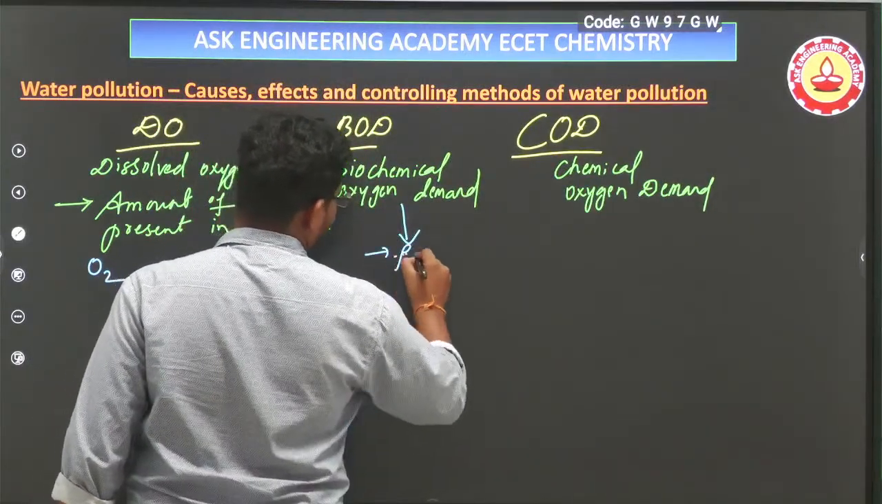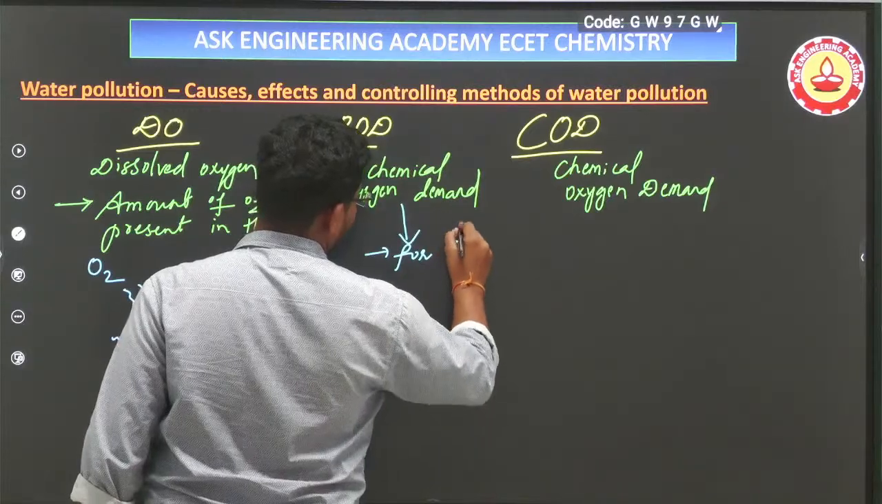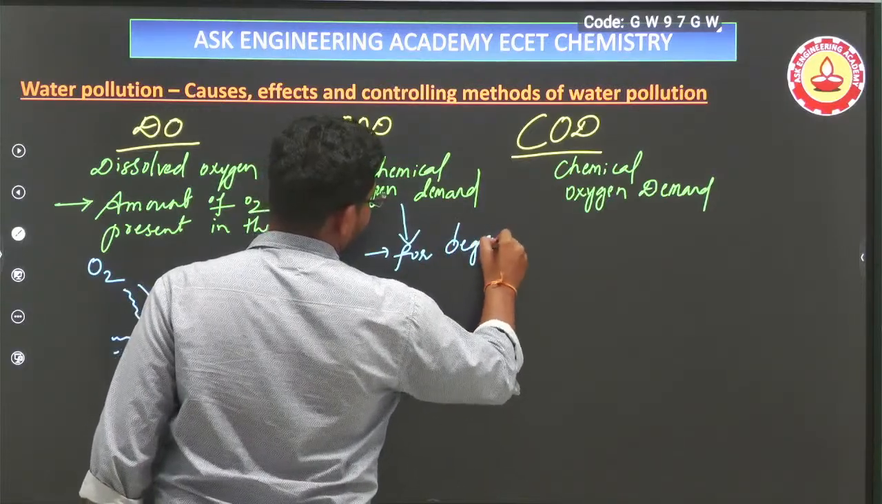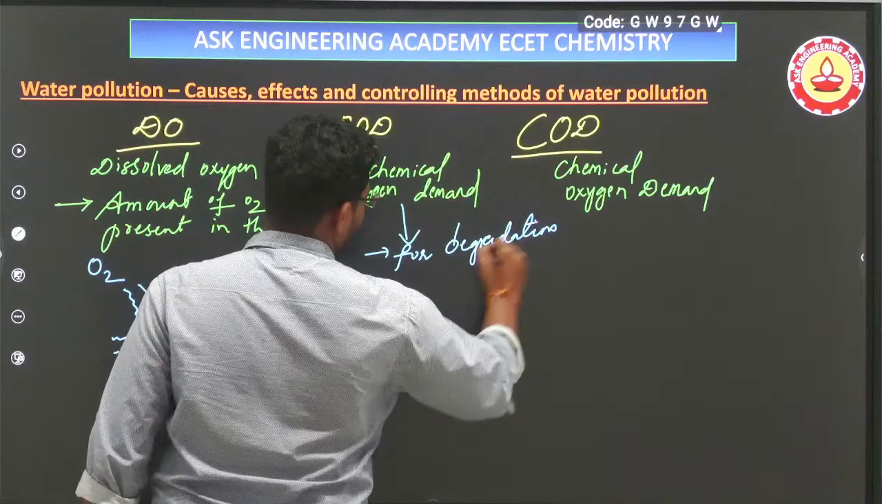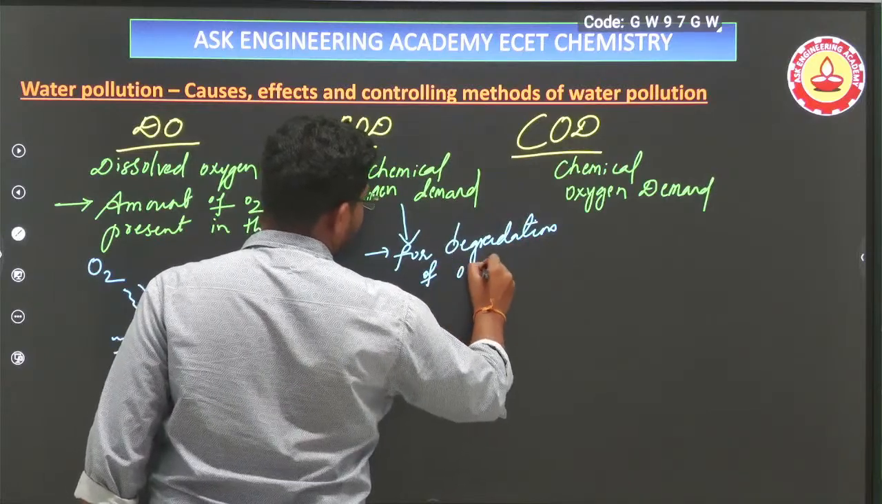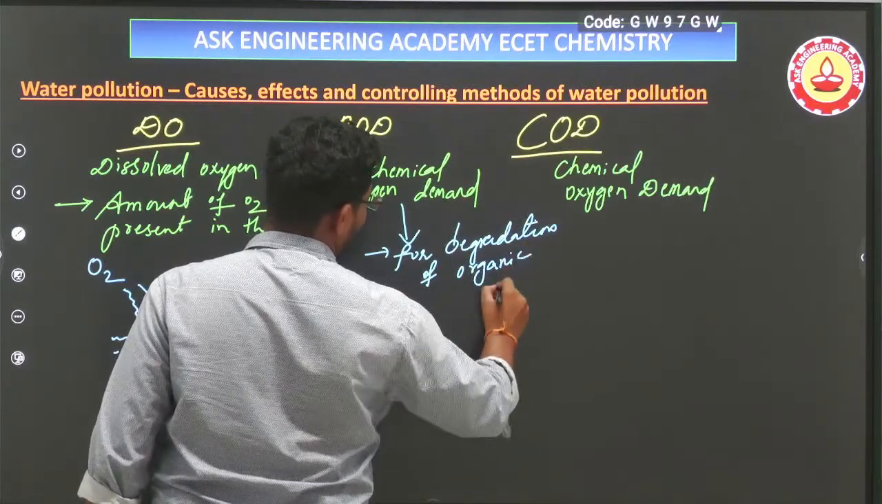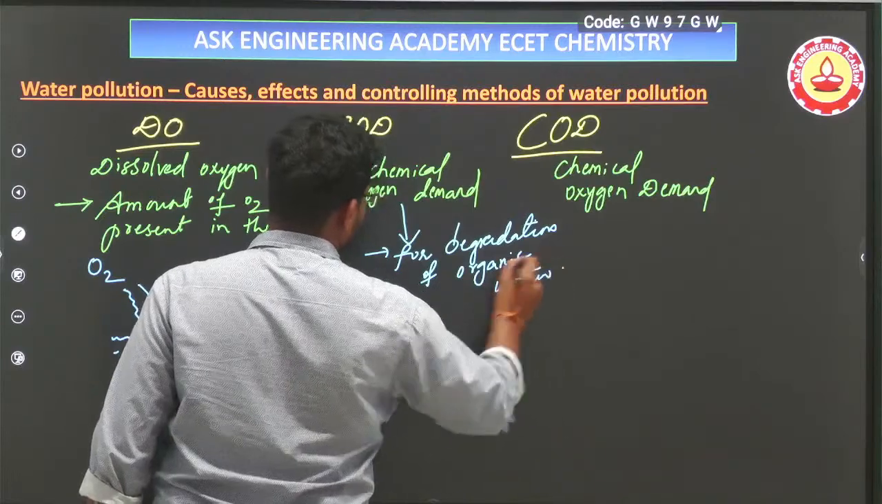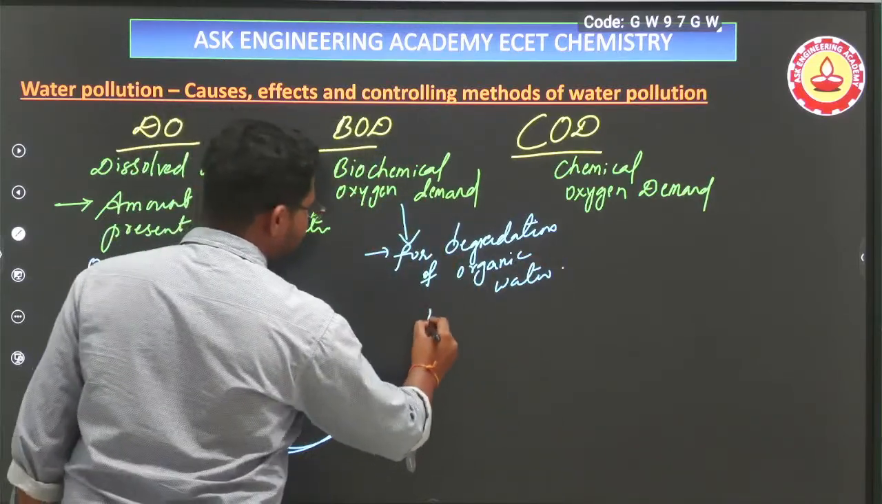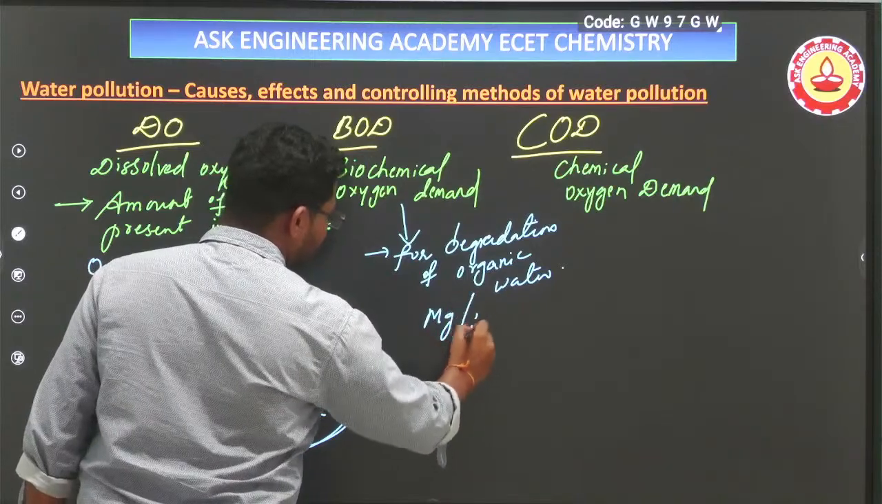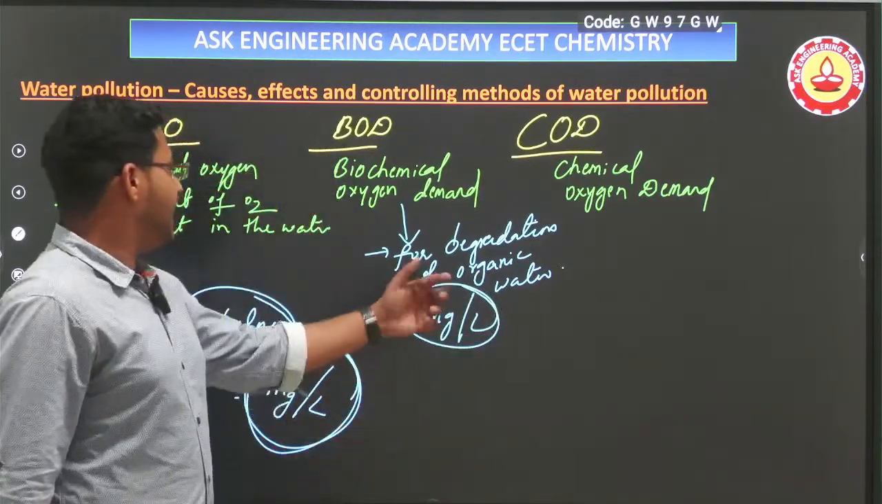For degradation of organic matter. This is called biochemical oxygen demand. It is also measured in mg per liter. The units for BOD is also mg per liter.